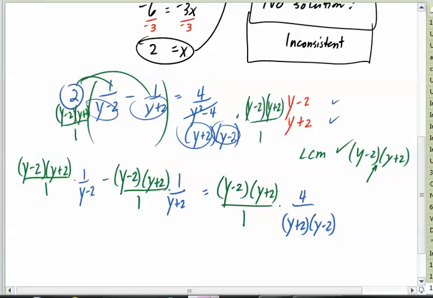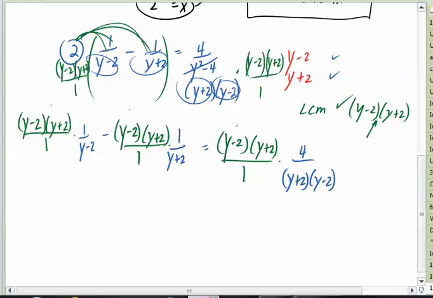All right, let's take a look at this. My green LCM got multiplied by this first and second. It also got multiplied by the right side. There they are, there, and there. All right, let's go ahead and take a look. Let's clean this up a little bit.